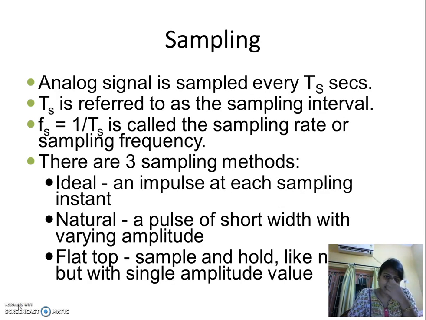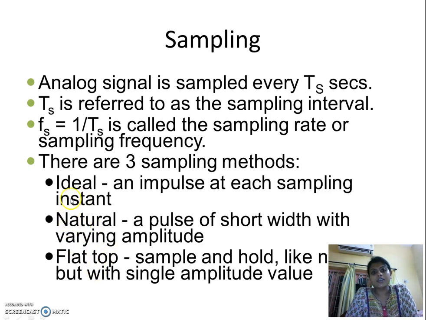An analog signal, suppose, is sampled every Ts seconds. Here Ts is referred to as the sampling interval. Therefore, Fs, that is 1 by Ts, is called the sampling rate or sampling frequency. Now, there are three sampling methods: ideal sampling, natural sampling and flat top sampling.